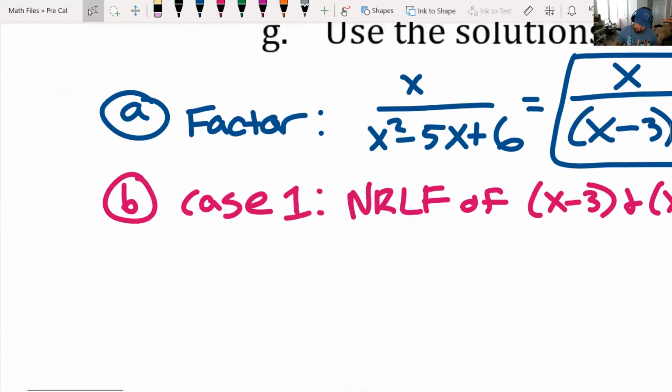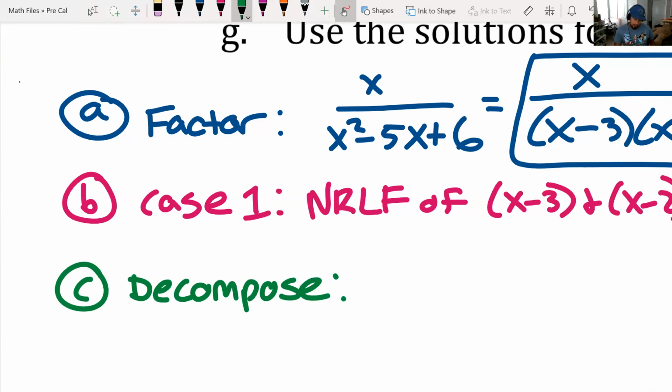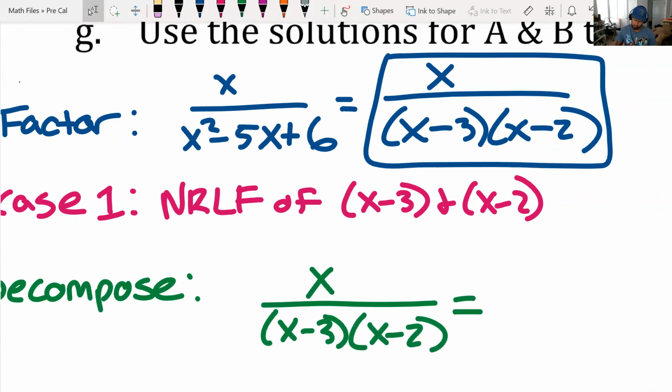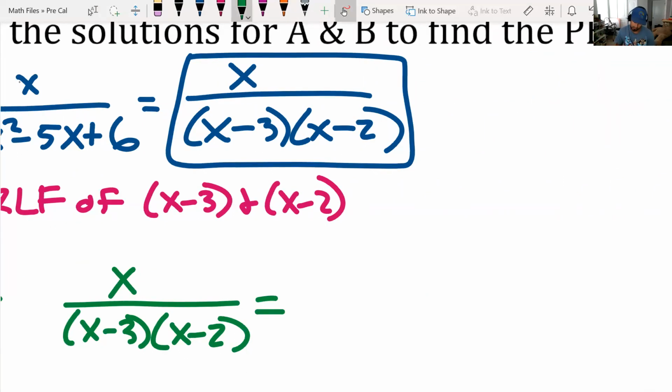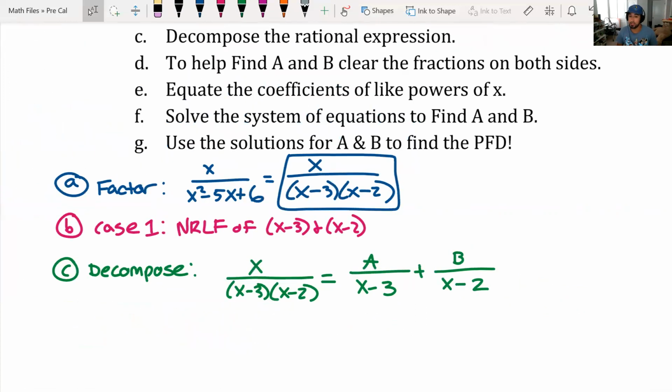All right. Like I said, we're going to need a lot of room. Decompose. All right, so here's how it starts. We start with the factored version of our fraction, x over x minus 3 times x minus 2, and set it equal to its decomposition, which is going to be A over the first linear term, x minus 3, plus B over the second linear term. There's your breakdown. That is it. That's using the cases. No, we're not done. We have a long way to go. But we have just finished C.